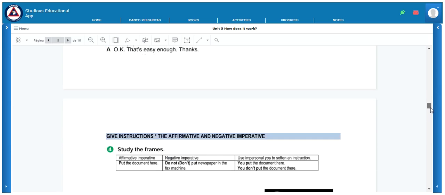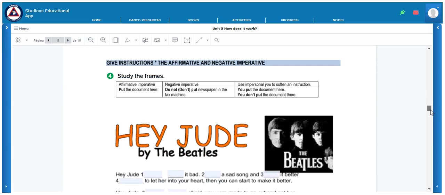Now let's continue. This is a little bit long. This lesson finishes with this activity. It says give instructions, the affirmative and negative imperative. So, for example, we know that whenever we want to make a sentence negative, what we have to use is the word not. Okay, so let me start with the negative.